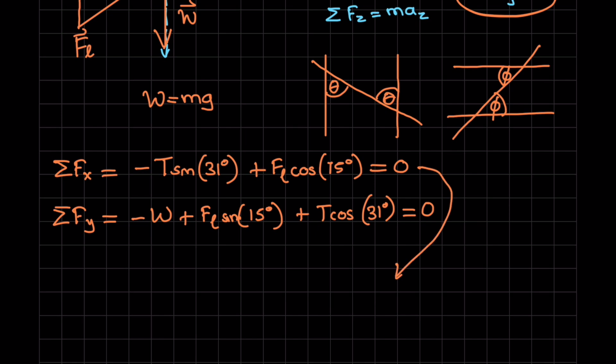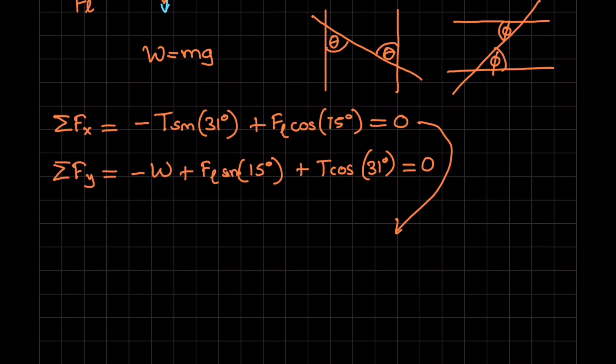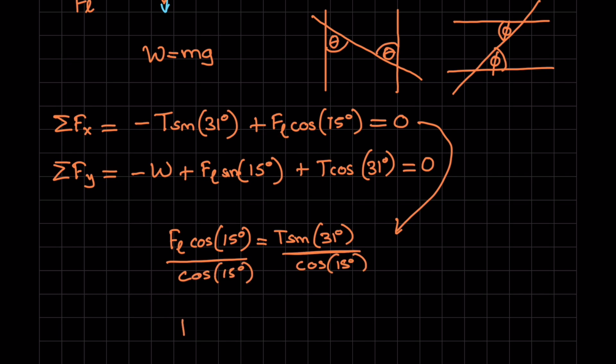So we'll take the first equation and just move the terms around a little bit. So I'm going to say FL cosine of 15 degrees is equal to tension sine of 31 degrees. Just switching the terms, moving the negative term to the right-hand side. And then I'm going to solve for FL, right? So what I'm going to do is divide both sides by cosine of 15 degrees. And what I'm left with is FL is equal to tension times sine of 31 degrees divided by cosine of 15 degrees. Okay, so I'm going to use that.